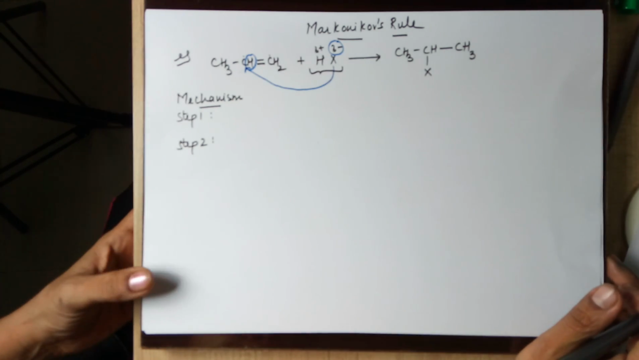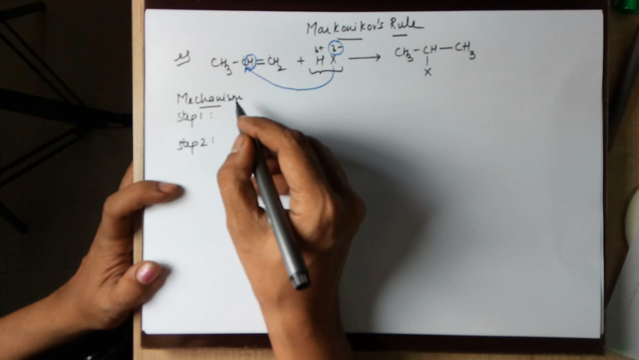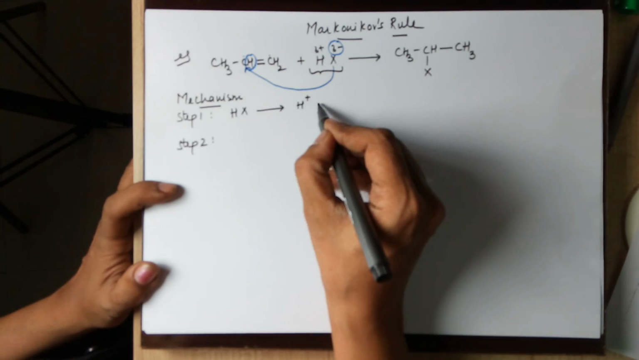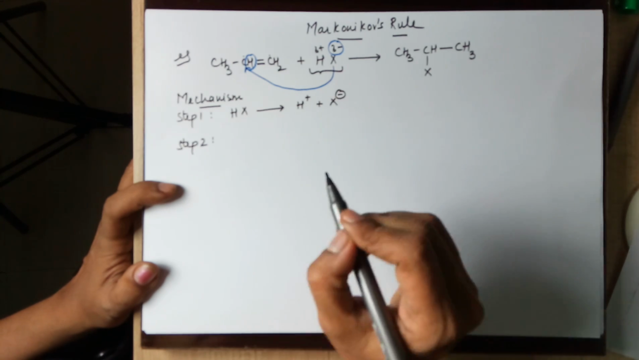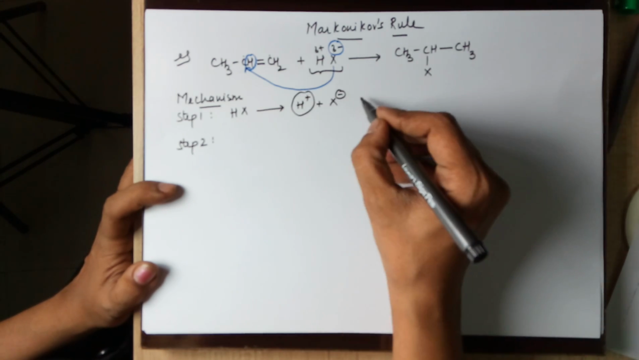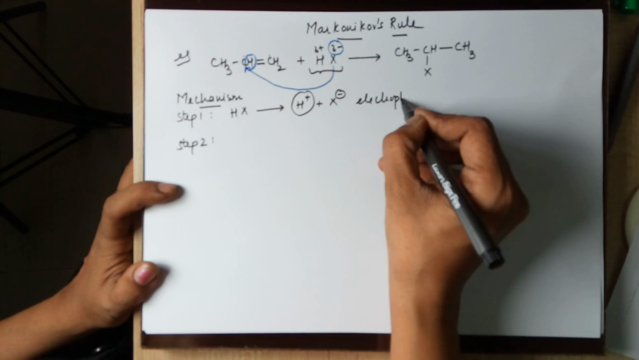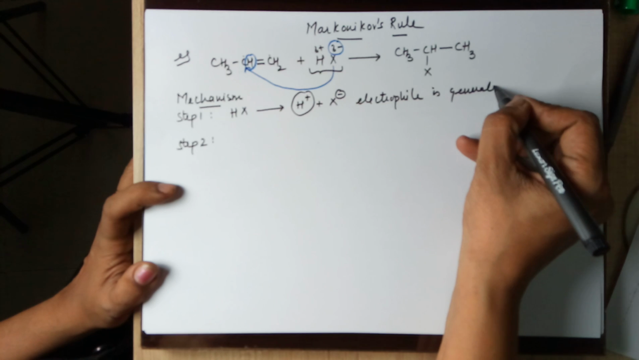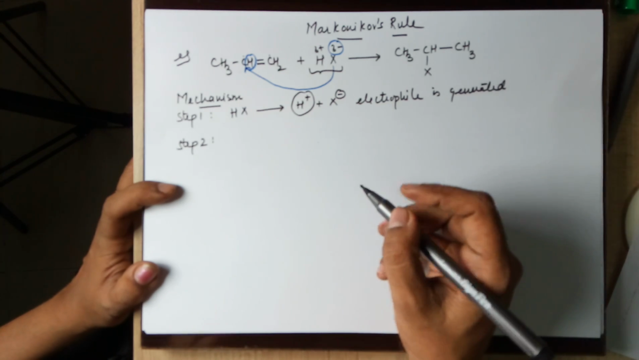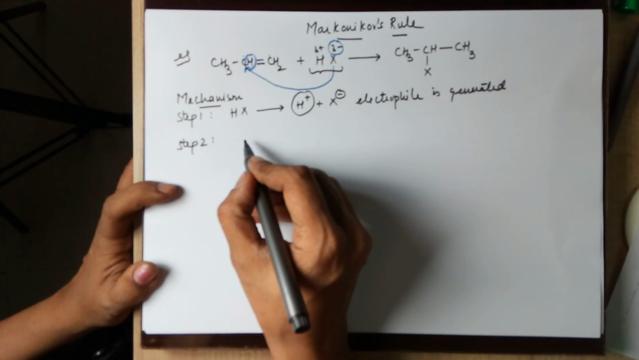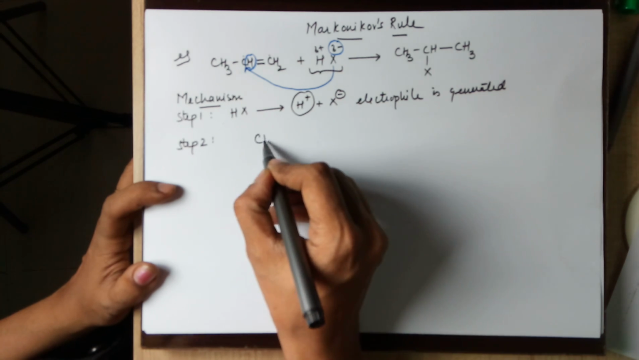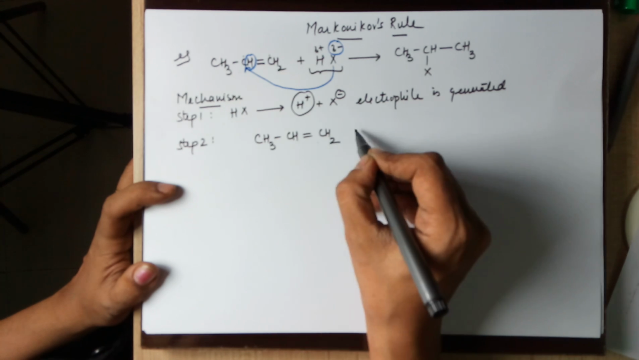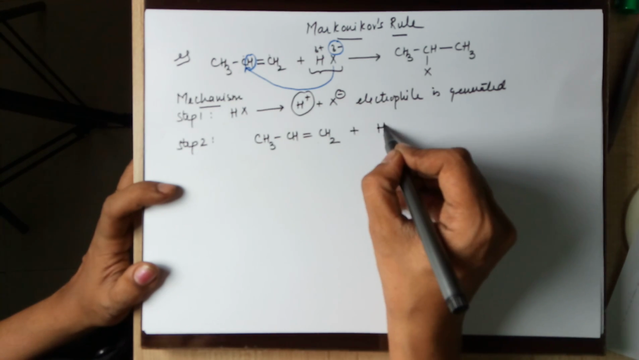Moving on to the mechanism. As far as the mechanism is concerned, the first step is the cleavage of the halo acid. Hence, you are generating an electrophile. So the first step becomes: electrophile is generated. The second step, this electrophile is to be added onto the alkene molecule, which is this. The electrophile here is H+.